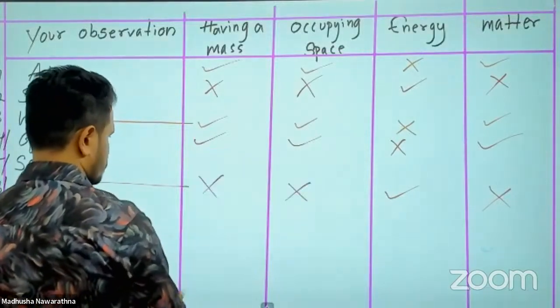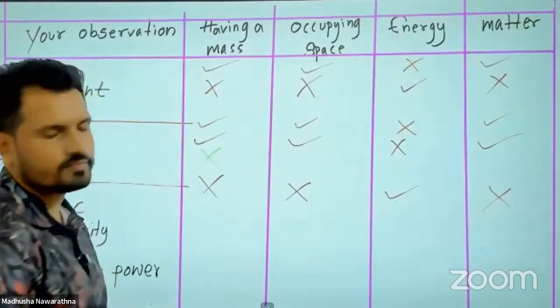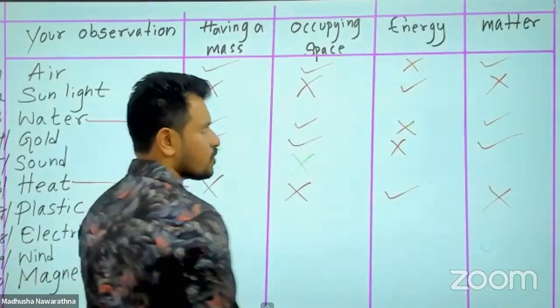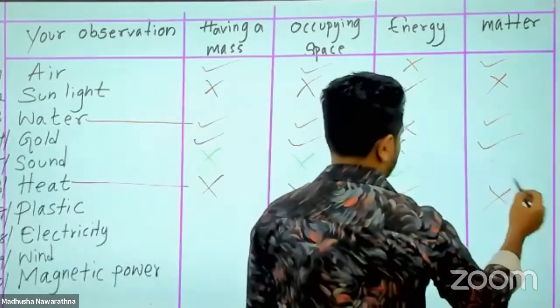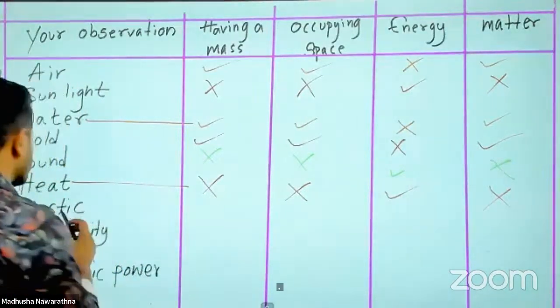Not having mass. No mass. Then occupying space? No space required. Energy or matter? Energy. Right. Then about the plastic.